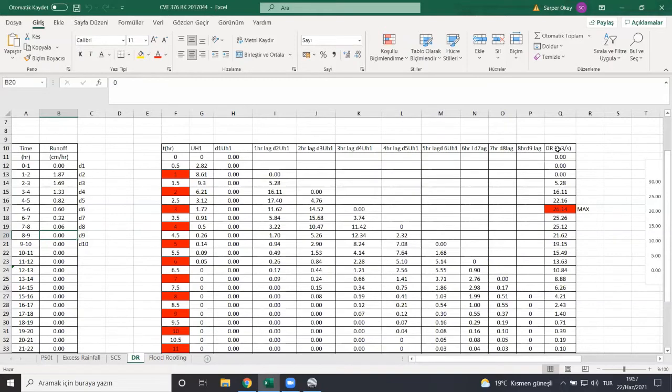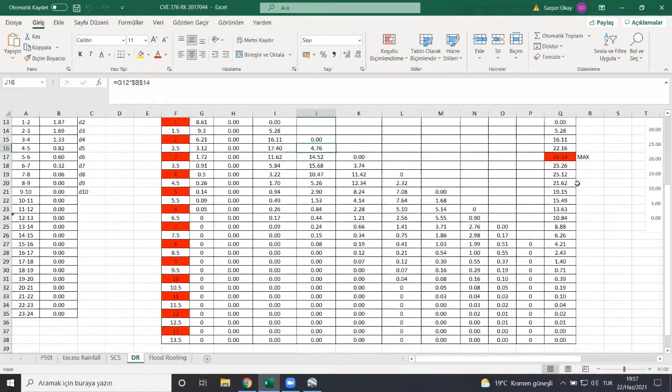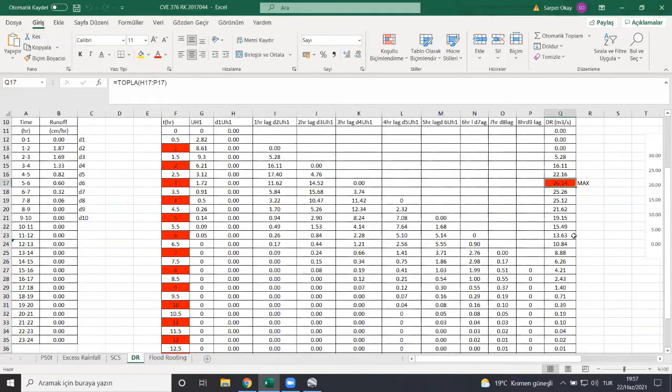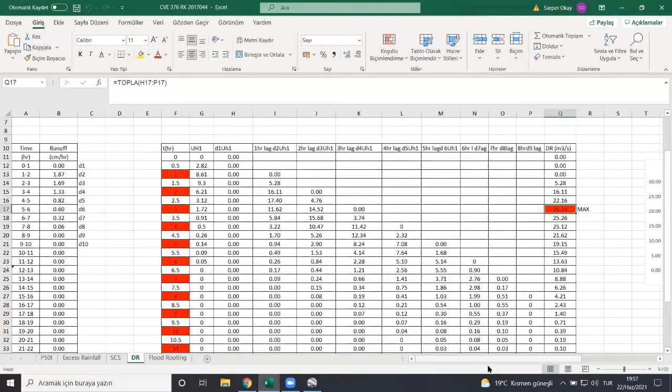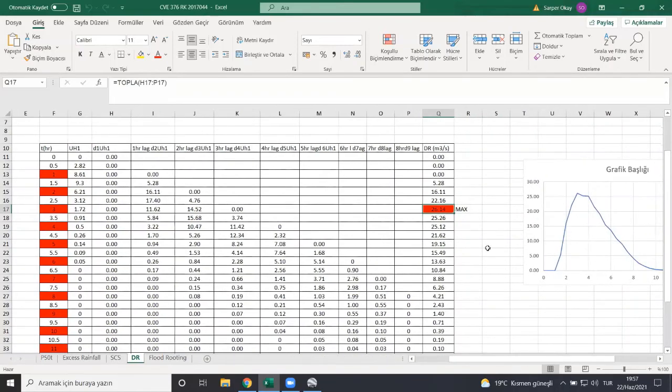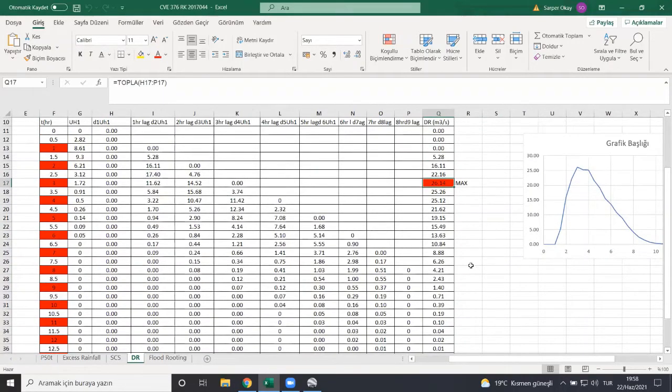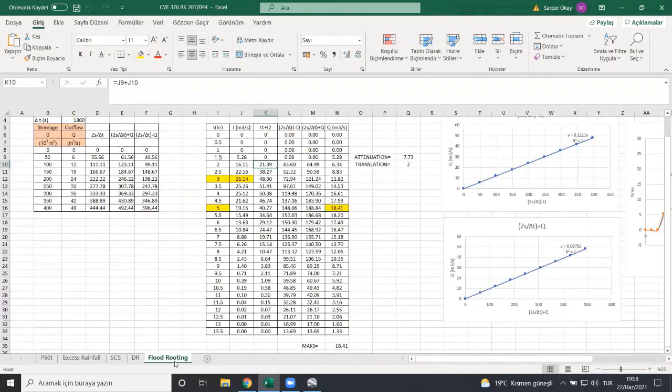So basically your direct runoff will be summation of these values. Since there is nothing here, 0, nothing here, 0. It starts from here. The values are starting from this point. So 5, you sum this one and this one, 16.11, sum this one and this one. It goes like this. So you'll find your max. This direct runoff will be your inflow for the flood routing method. And this flood routing will be the last step of your Excel process.